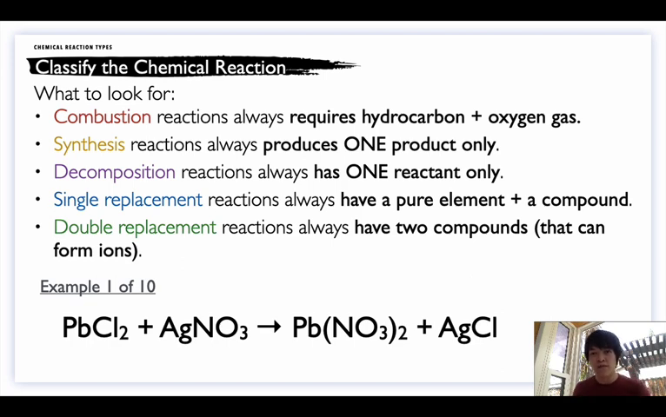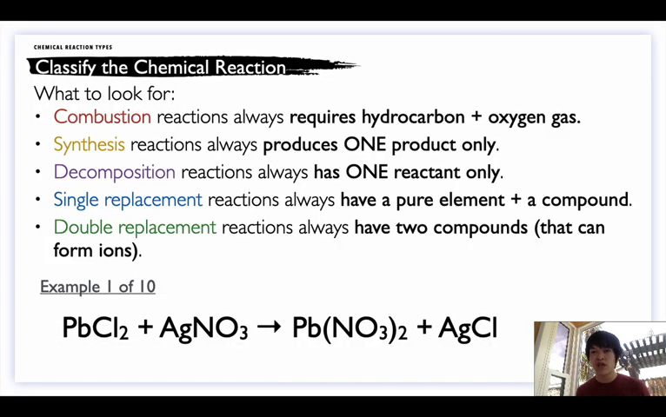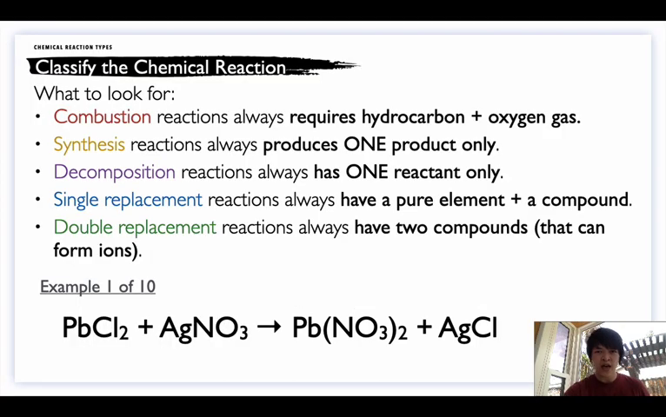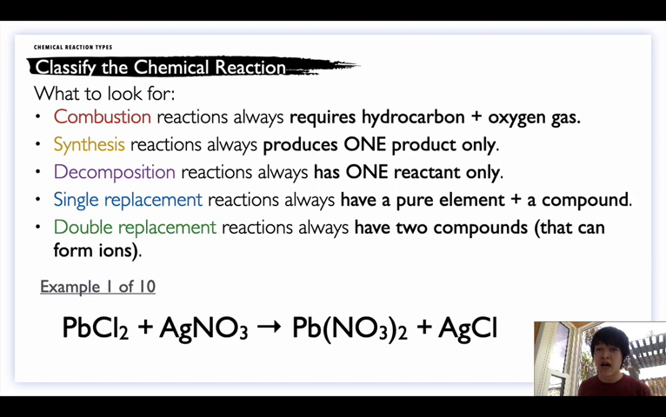Okay. For this first example, we have lead 2 chloride reacting with silver nitrate, and it's producing lead 2 nitrate and silver chloride. Since I know that these all involve ions because of the ionic compounds present, I know that this is a double replacement reaction, okay? And double replacement reactions always have two compounds that are made of ions, basically. Okay, so this is a double replacement reaction.